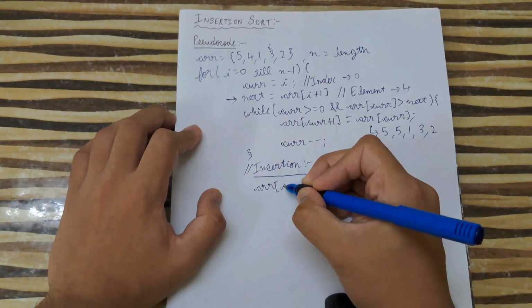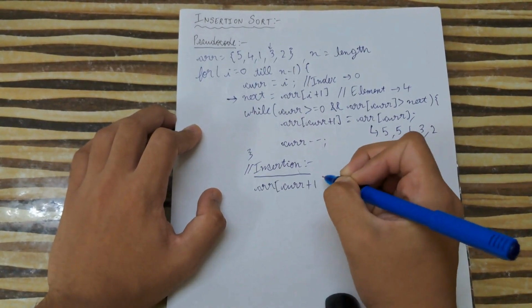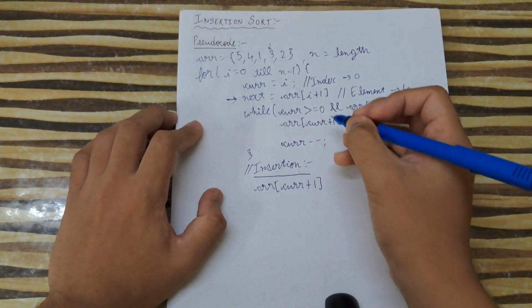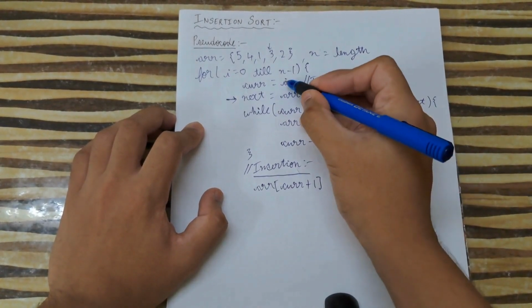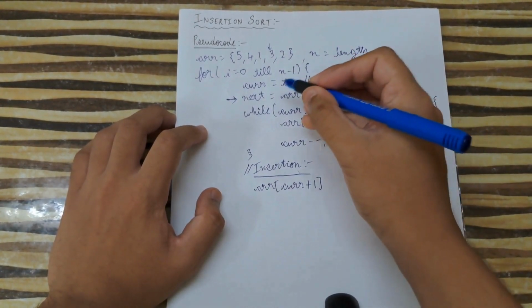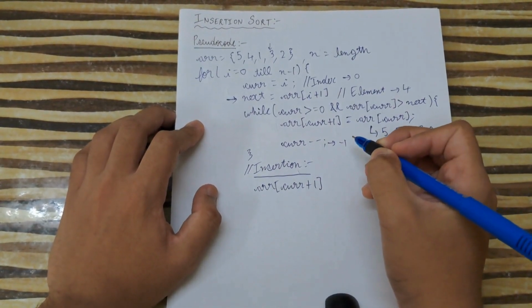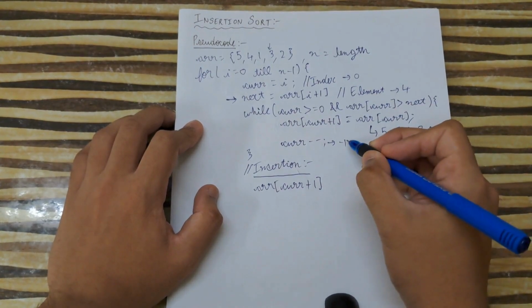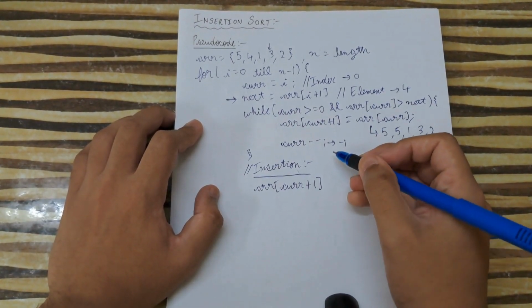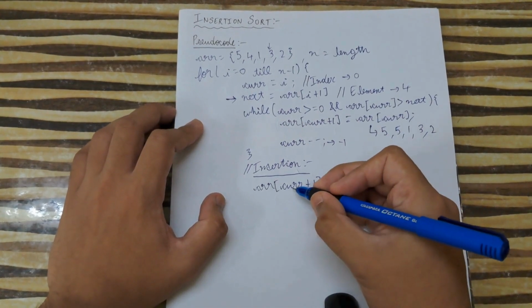So array element cur plus 1. As you can see here, as cur was i, and for the first iteration i was 0, so cur was 0 basically, and after this cur has become minus 1, so the loop has stopped because it has become minus 1.